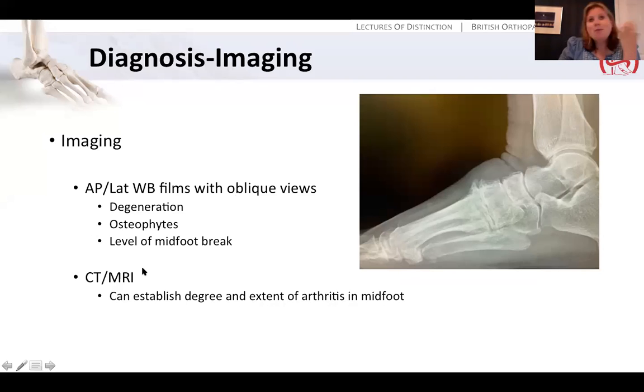And CT and MRI can be useful. In a lot of the books you read, people will say that it's not necessary, but it can sometimes be helpful to determine the extent of arthritis if you're unsure from your clinical assessment and your injection treatment. So you can use that on an as-needed basis to help further delineate, but CT is very helpful if you're looking at which multiple joints are affected.